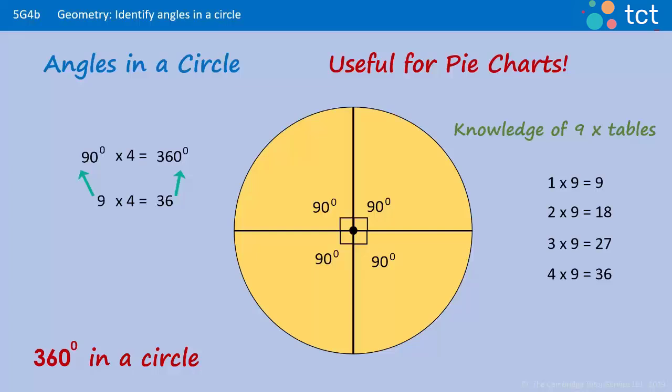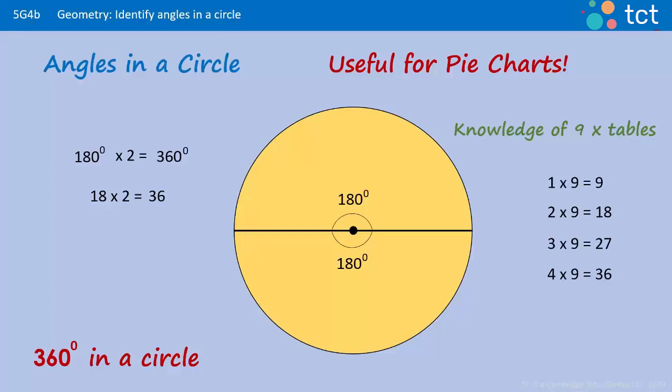angles in a circle. 180 times by 2 is 360. You may know that 18 times 2 is 36. So again, we've multiplied one of those numbers by 10, so our answer is multiplied by 10. 9 times 2 is 18, which means that 90 times by 2 is 180, which is 2 lots of 90. And 18 is 2 lots of 9.